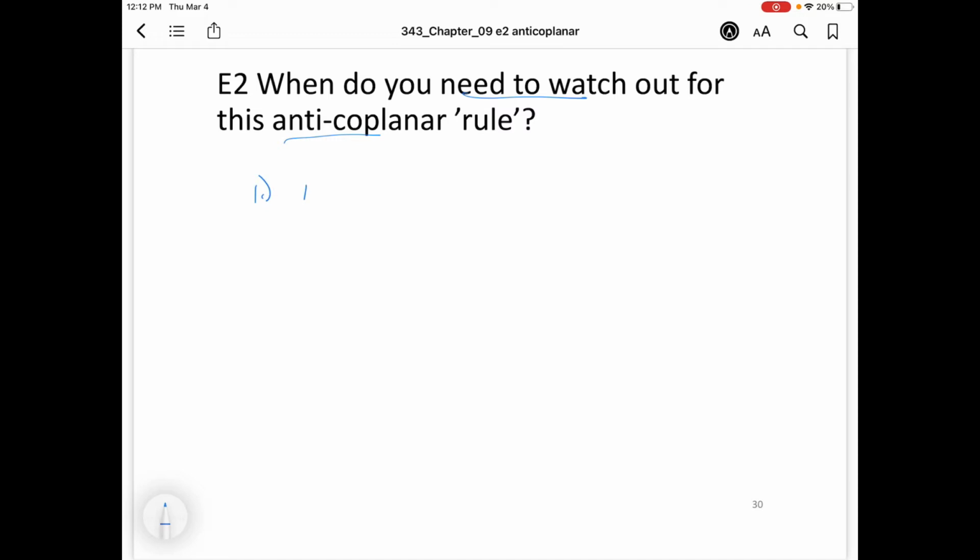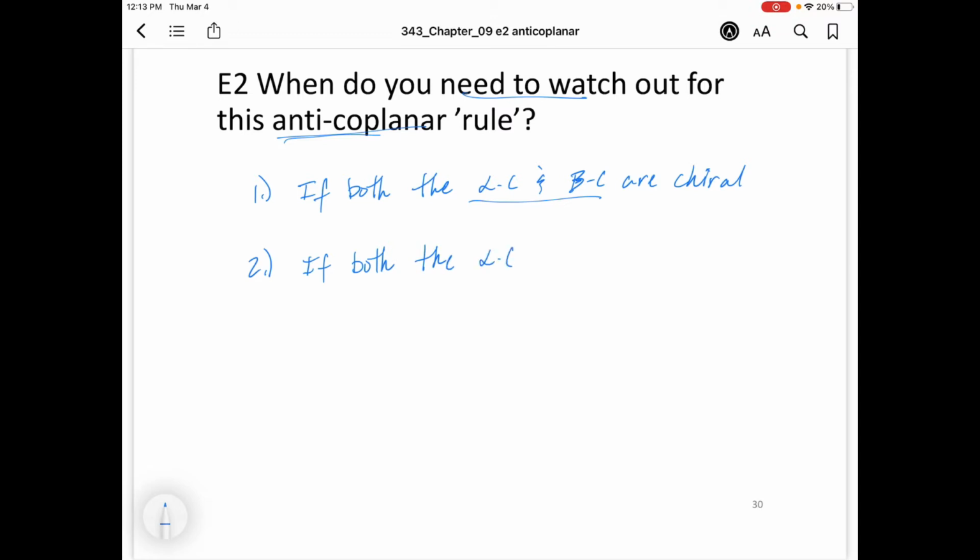The first one is if both the alpha carbon and your beta carbon are chiral. This is going to give you two different alkenes, so it's important that we set this up correctly in this anticoplanar fashion. The second one is if both the alpha carbon and your beta carbon are in the same ring.